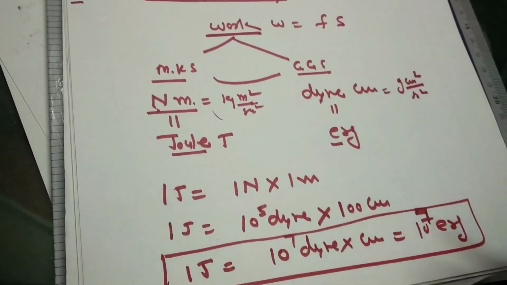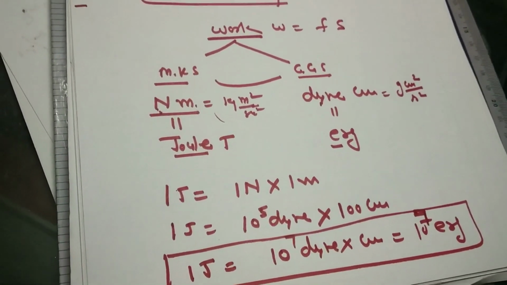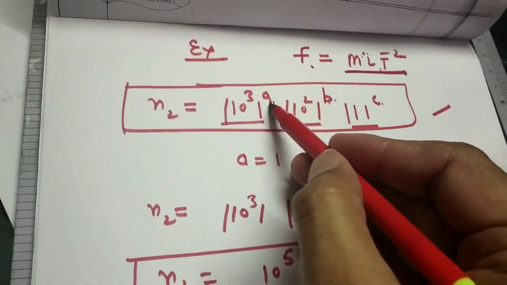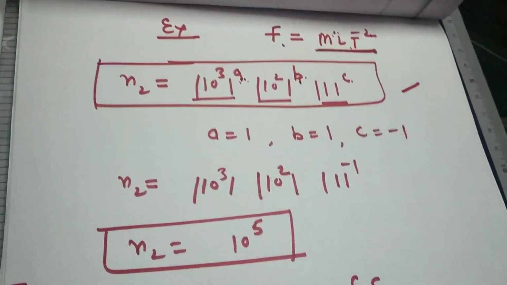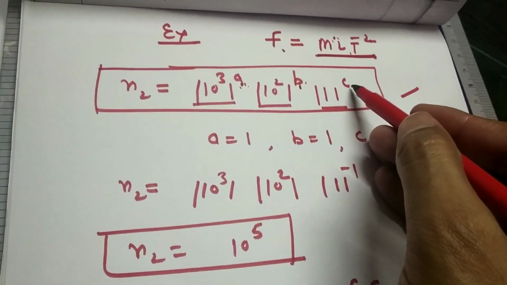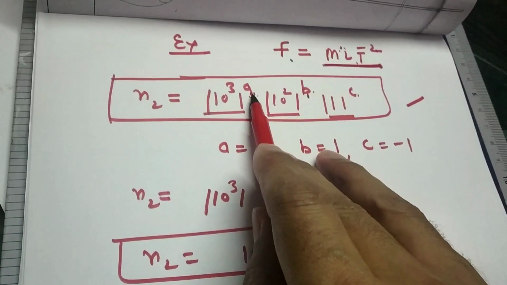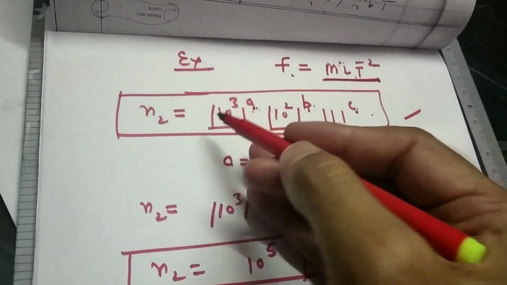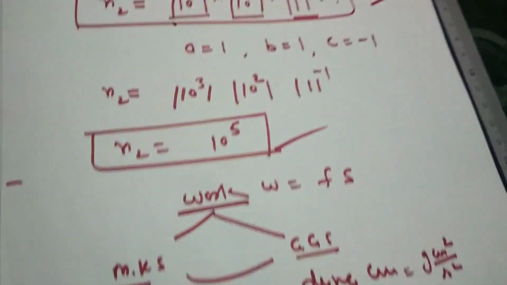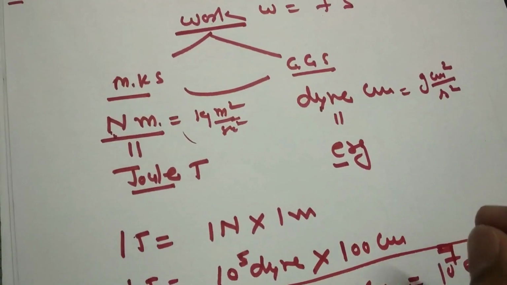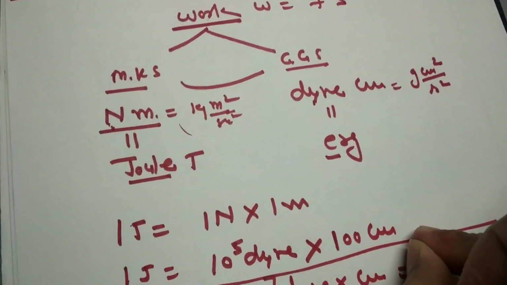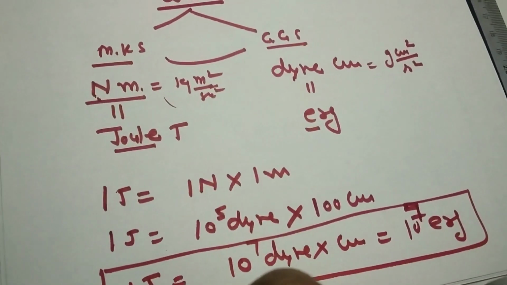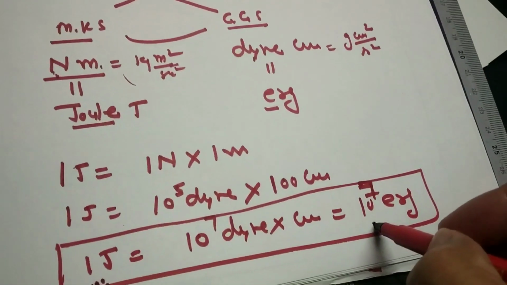The same thing we will do by dimensional analysis. In dimensional analysis, we know that this formula you can apply directly. First of all, you will find the dimension of work. From the dimension formula of work, find out a, b, c, compare a, b, c, and put these values in this formula, and you can find n2. Clear? So this is your homework. You have to work out how many joules. Suppose 1 joule is equal to 10 to the power 7 erg. Okay, thank you.